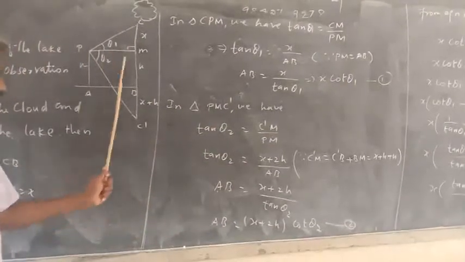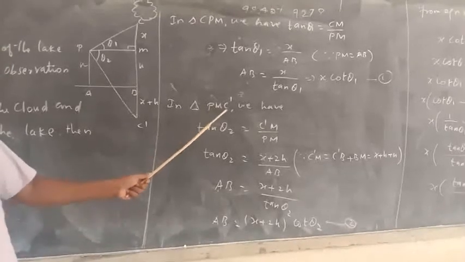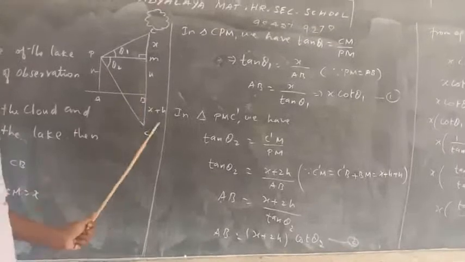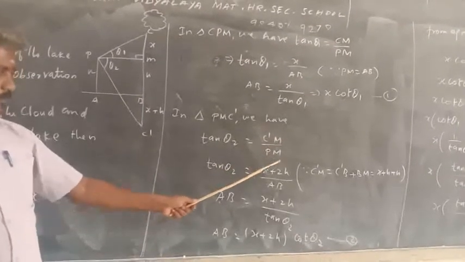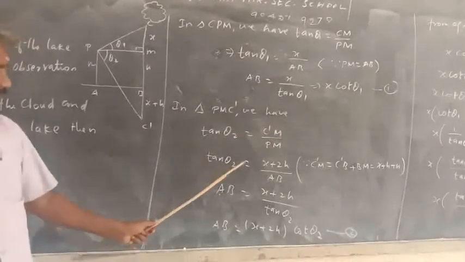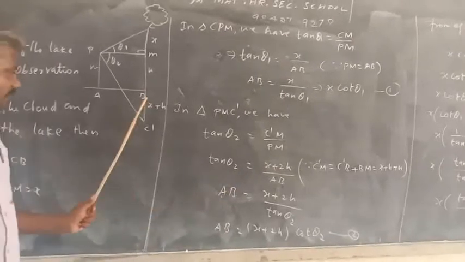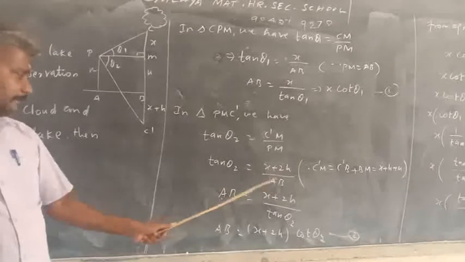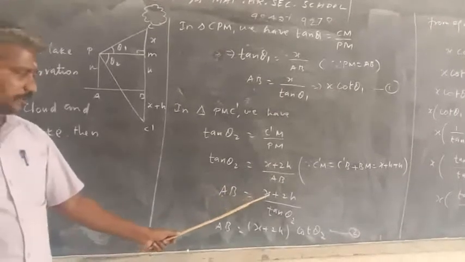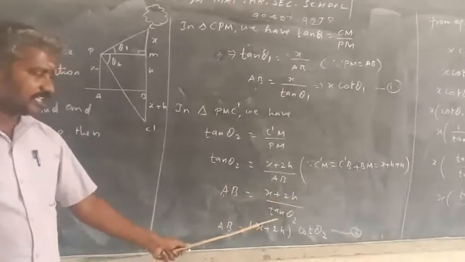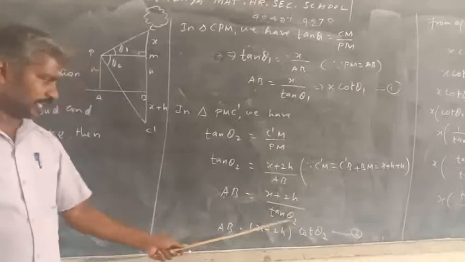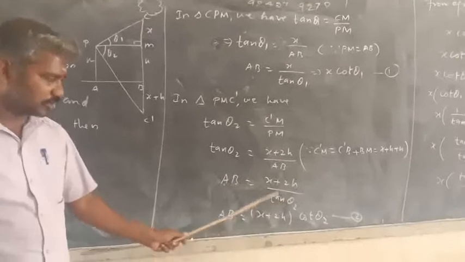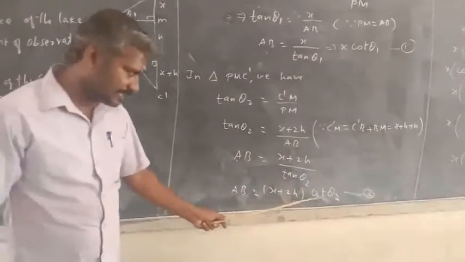Next, take this triangle PMC dash. We have tan theta 2 equals the opposite, C dash M, by PM. So tan theta 2 equals X plus H plus H, meaning X plus 2H, by AB. So AB equals X plus 2H divided by tan theta 2. That is X plus 2H into 1 by tan theta, written as cot theta 2.